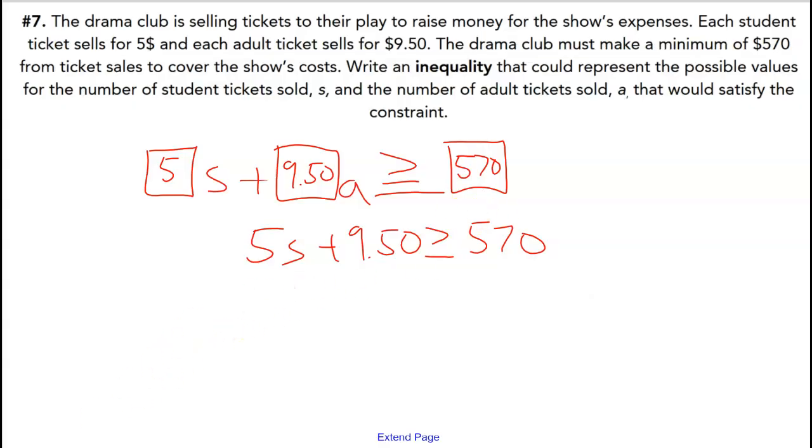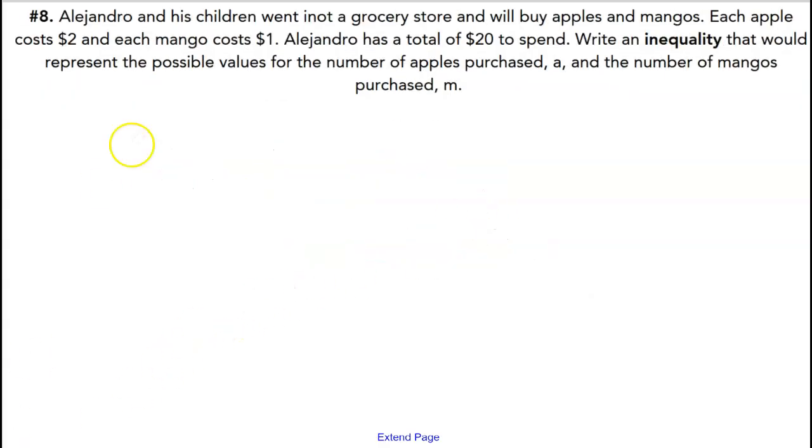All right, let's take a look at number 8. Alejandro and his children went into a grocery store and will buy apples and mangoes. Each apple costs $2 and each mango costs $1. Alejandro has a total of $20 to spend. Write an inequality that would represent the possible values for the number of apples purchased, A, and the number of mangoes purchased, M.